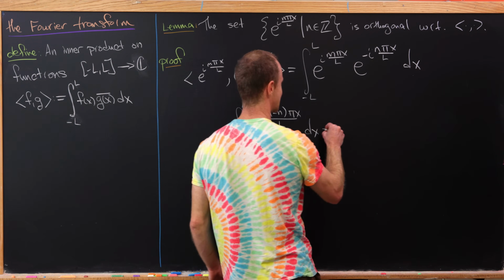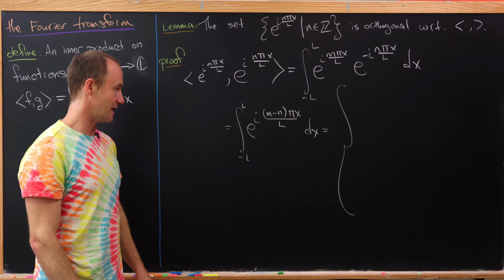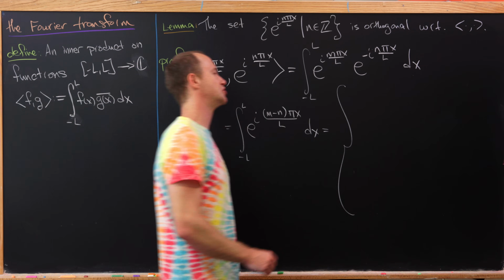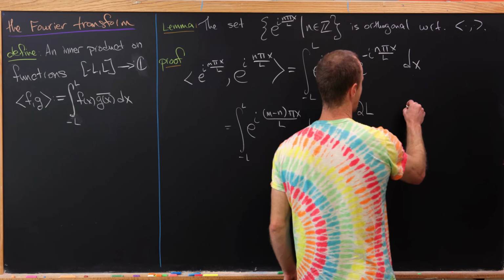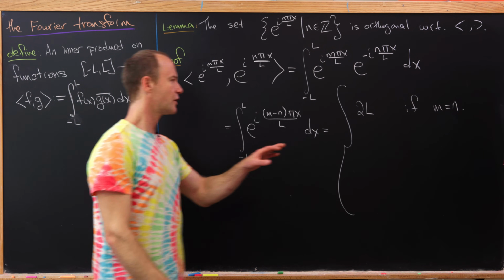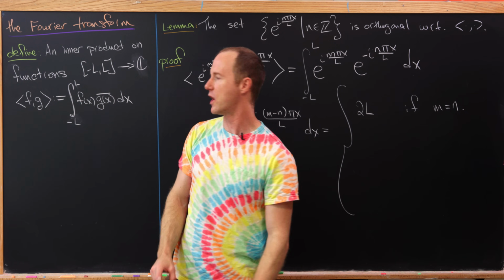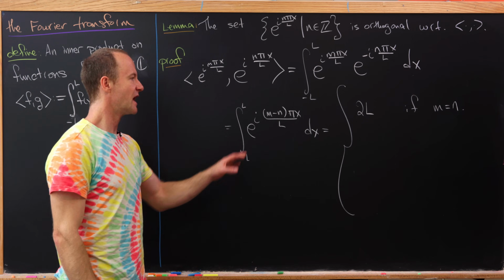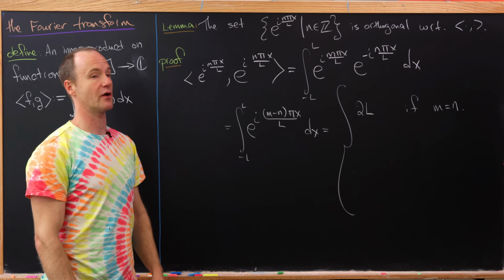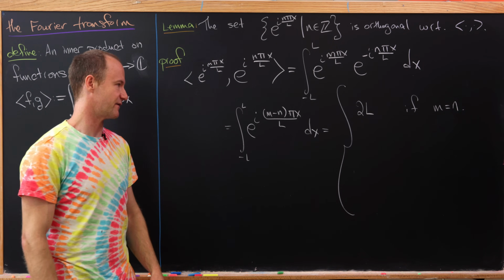So let's break this into cases. If m is equal to n, then I'm integrating the number 1 from minus L to L. That'll give me the number 2L. So here I have 2L if m is equal to n. Notice I could tweak this inner product by putting a 1 over 2L, and then we would get the number 1 here, and we would have not just an orthogonal set, but an orthonormal set. In other words, it's an orthogonal set of unit vectors.